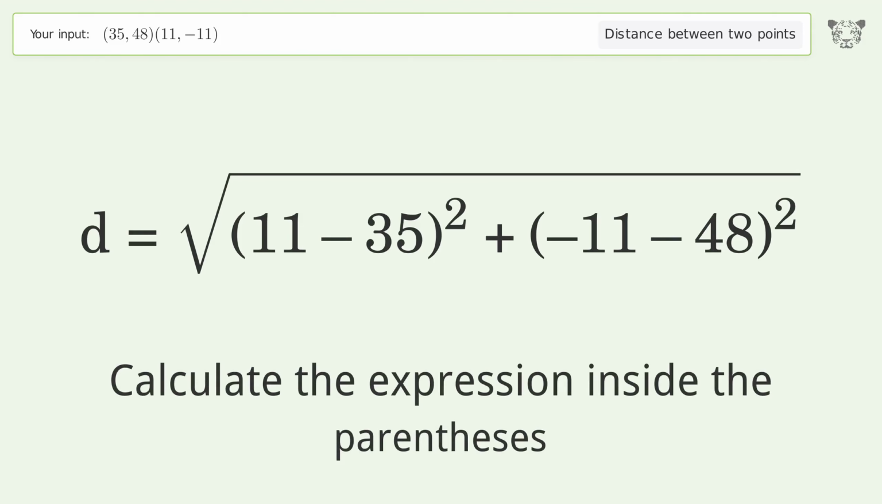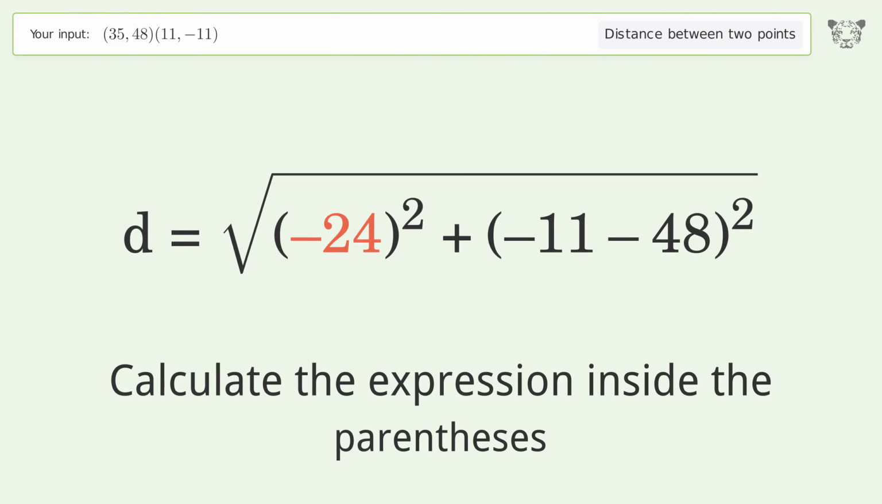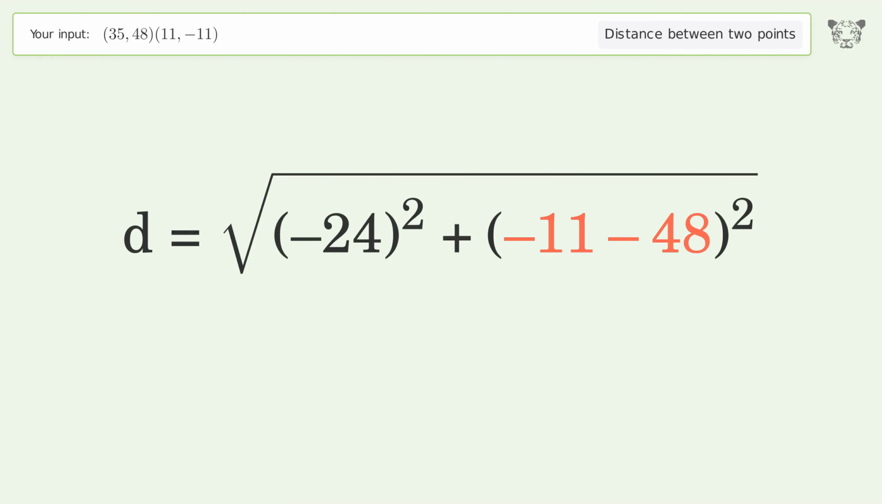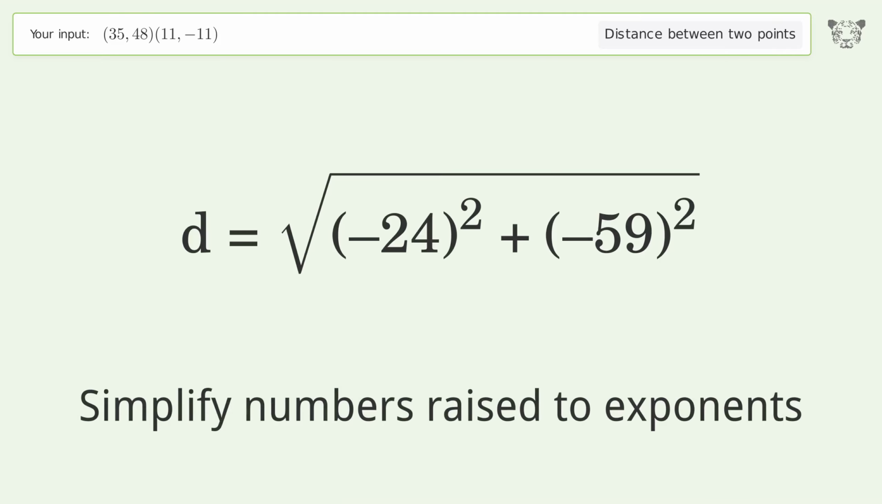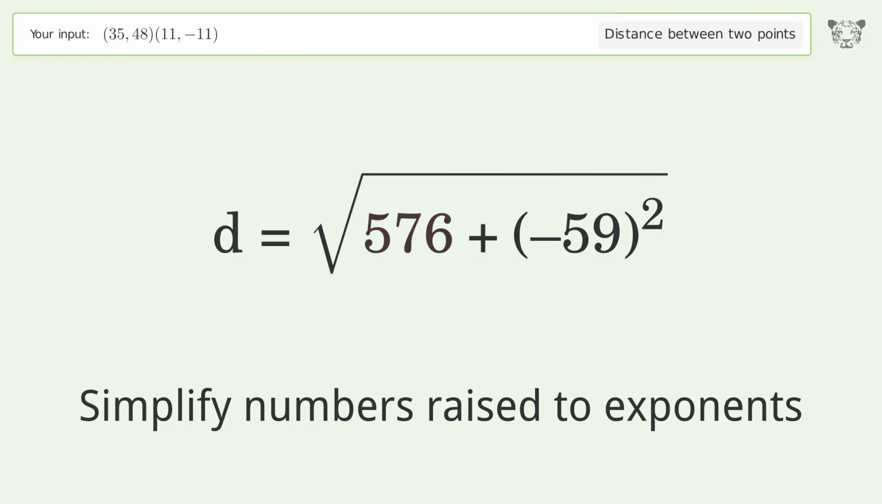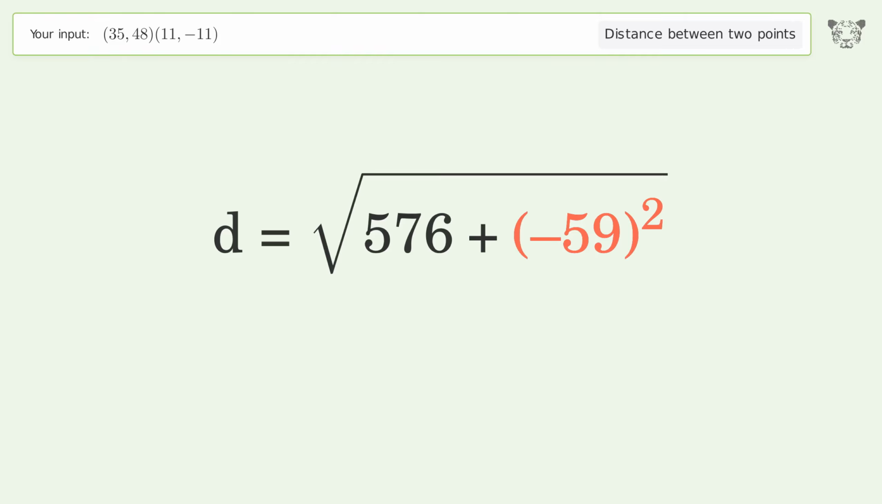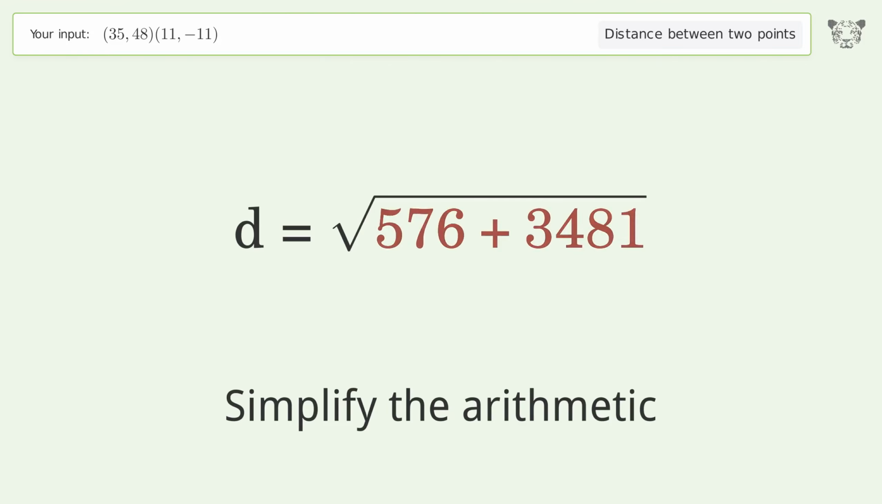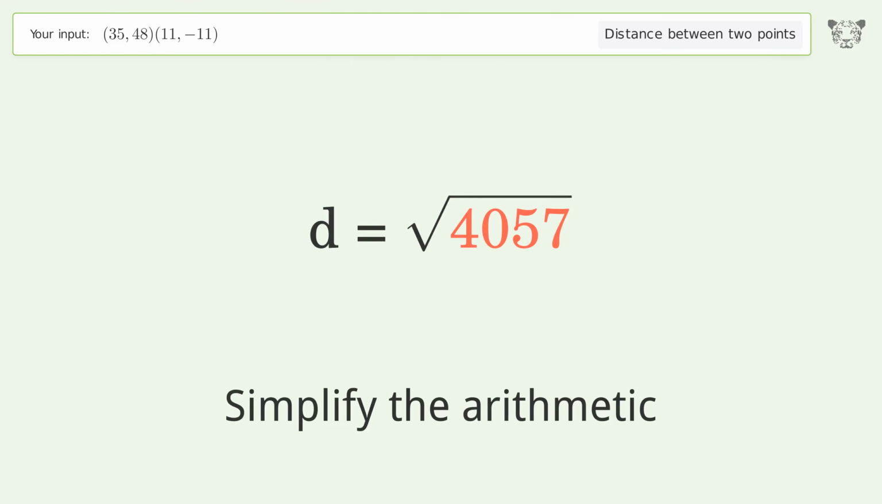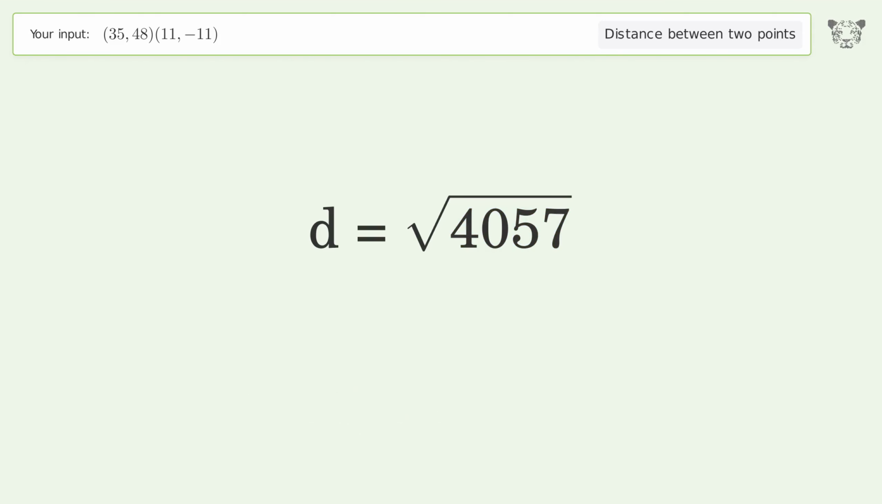Calculate the expression inside the parentheses. Simplify numbers raised to exponents. Simplify the arithmetic. And so the distance between the 2 points is the square root of 4057 or 63.695.